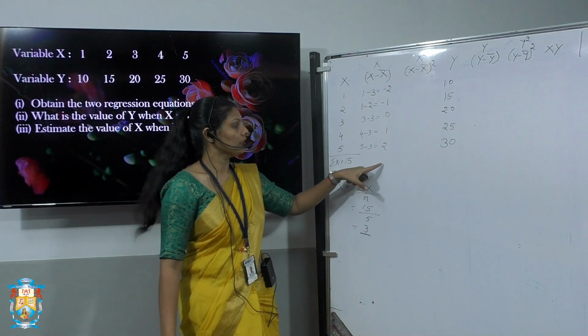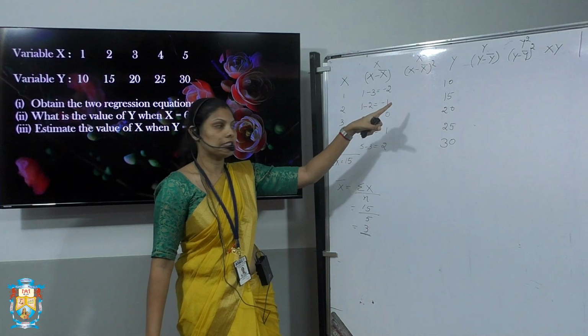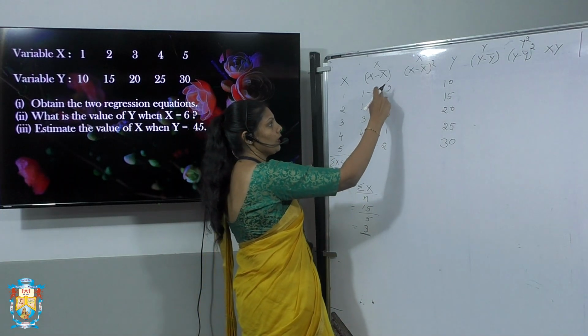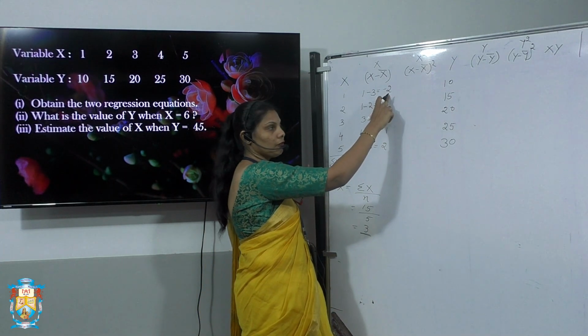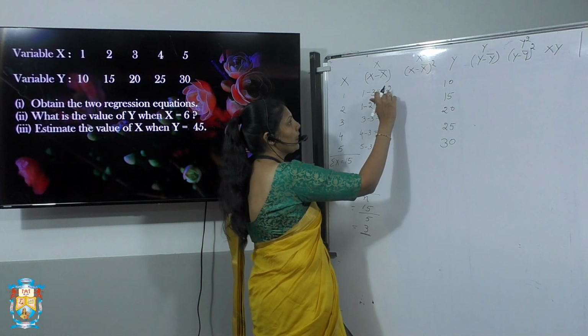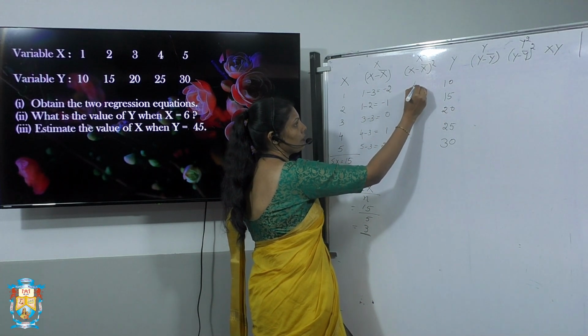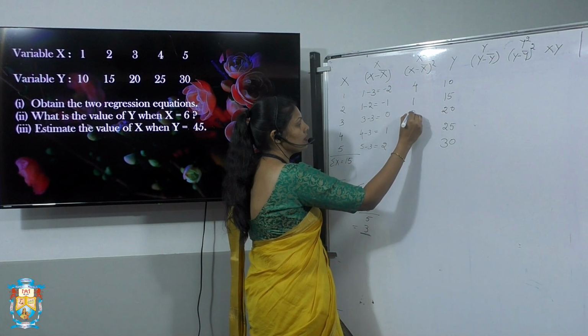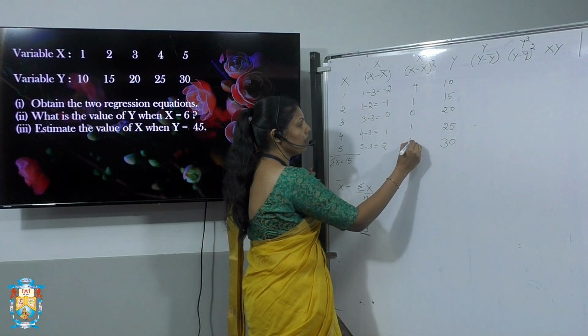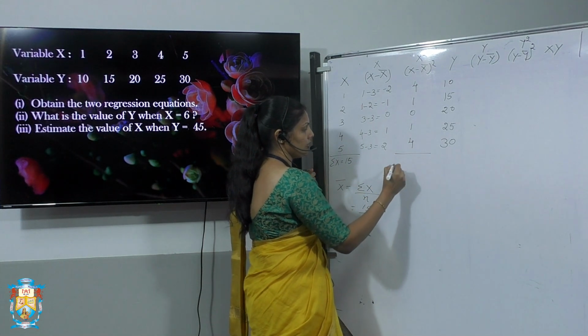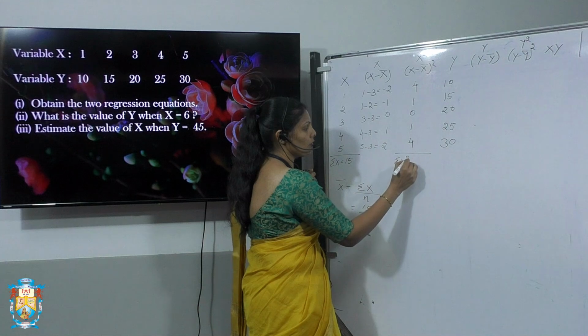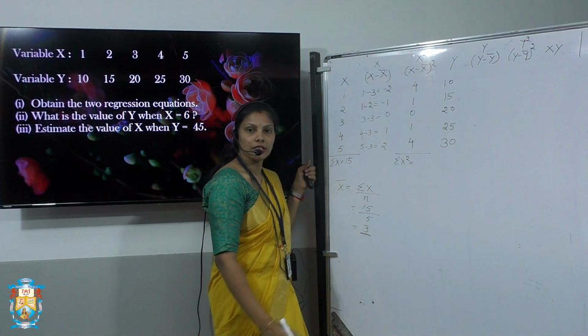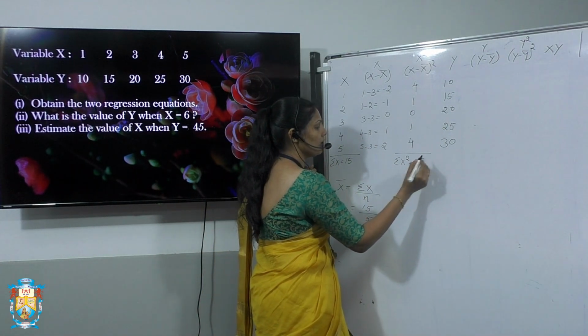Now we got the x. Now we have to find the x square. X square is nothing but the square of whatever answers we have got. We get 4, 1, 0, 1 and 4. Then we have to find summation x square. Summation x square is nothing but 10.